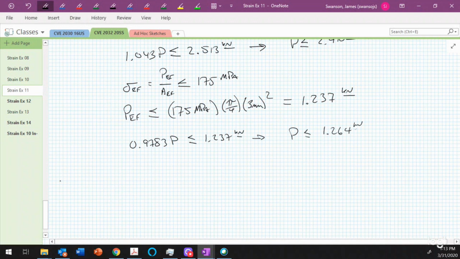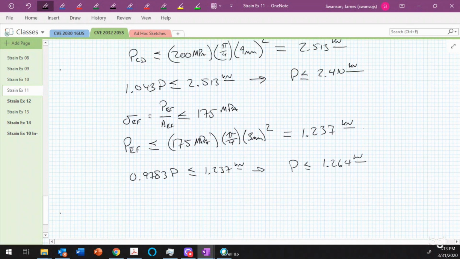1.264 kilonewtons. So between these two different candidates, a load of 2.4 kilonewtons will cause failure of wire CD, and a load of 1.26 kilonewtons will cause a failure of wire EF. So it works out that this one governs because it's the load that would be achieved first, and that represents the strength of the system.